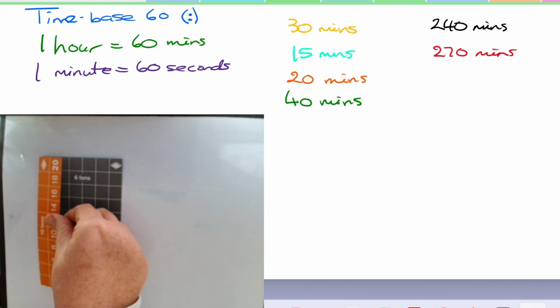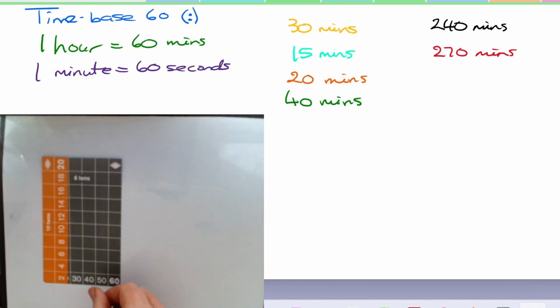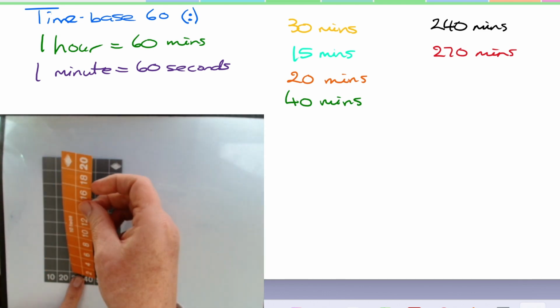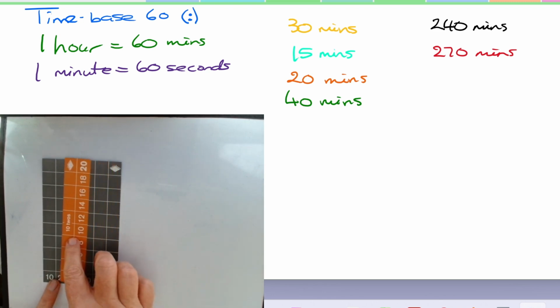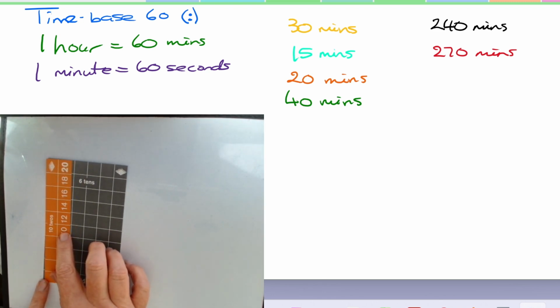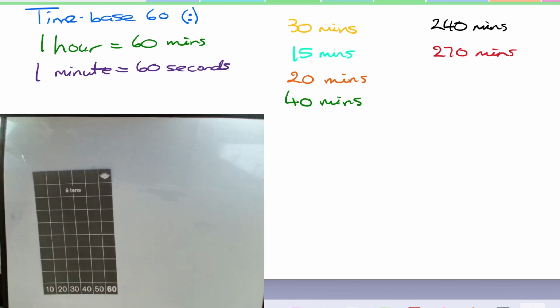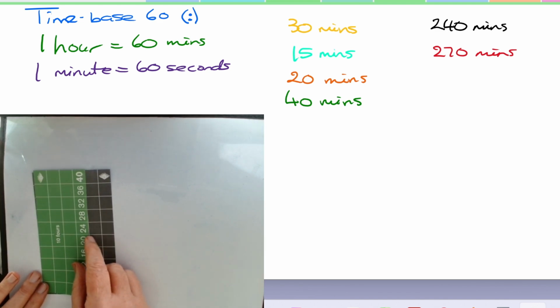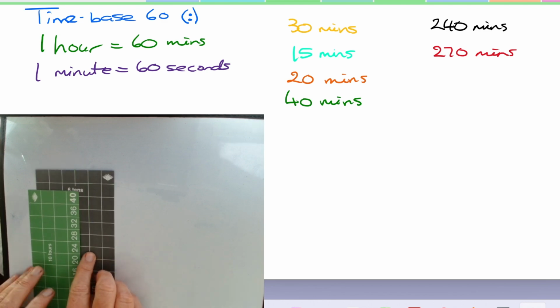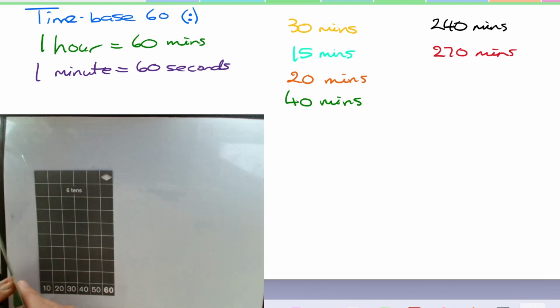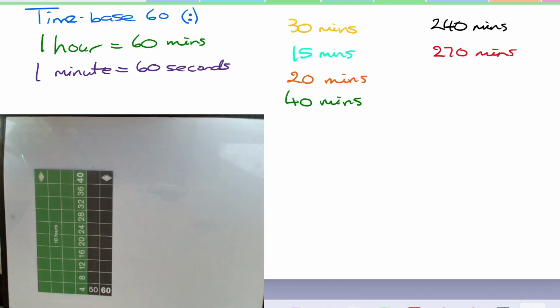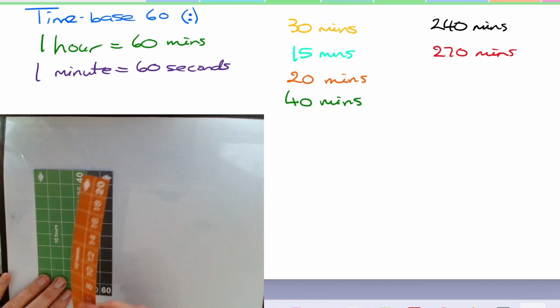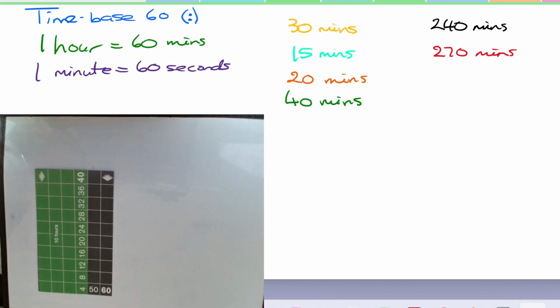If I was talking about 20 minutes, so here I've got 20 minutes, 20 seconds, it's actually 1/3 of an hour because I can do 2, 3 in my 1 unit. So 20 minutes is 1/3 of an hour. If I had 40 minutes, so 4 tens, 40 minutes, that is 2/3 of an hour because I've got that 1/3 left over.